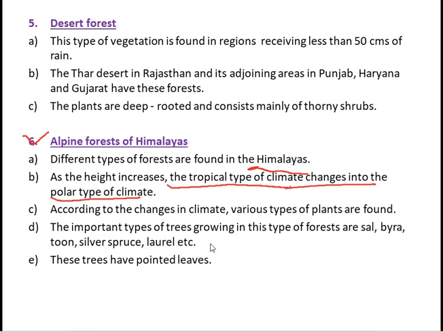The important types of trees growing in these forests are, now let's have a look at the types of trees which we can see in the alpine forest of Himalayas. Sal, Baira, Toon, Silver Spruce and Laurel, etc. So these types of trees you can see in the alpine forest of Himalayas. Just remember the names of at least a few trees. These trees have pointed leaves. So what is the important characteristic of these trees? The trees have pointed leaves.